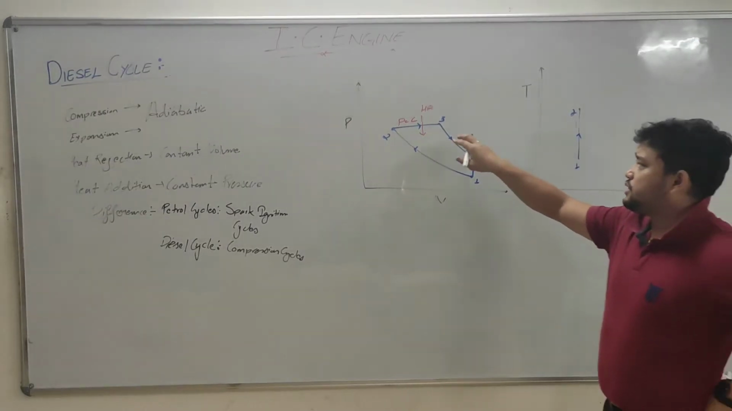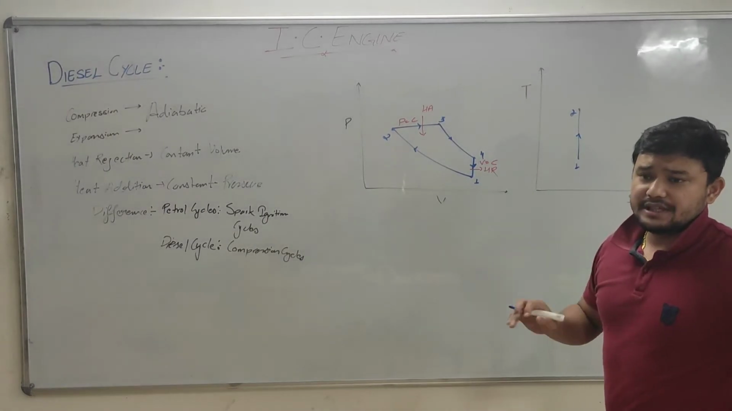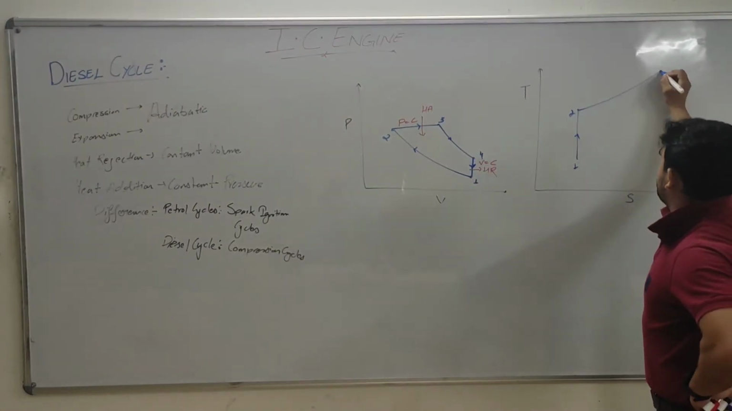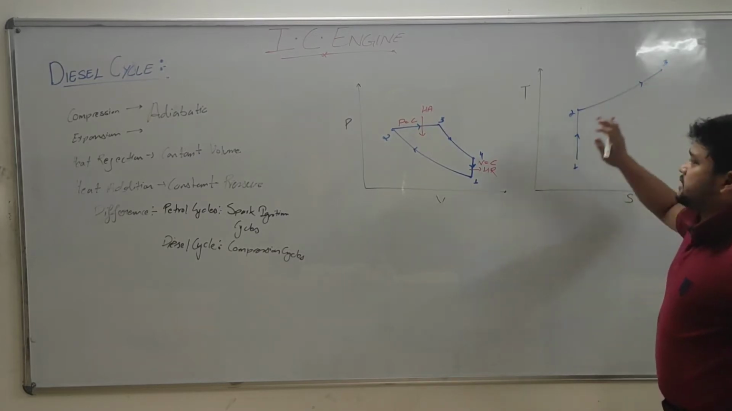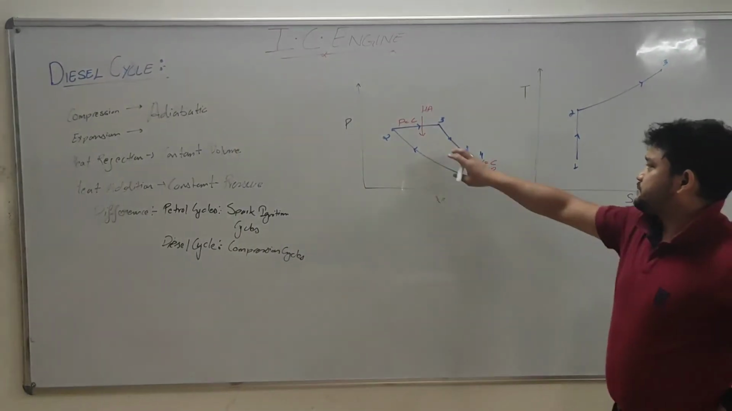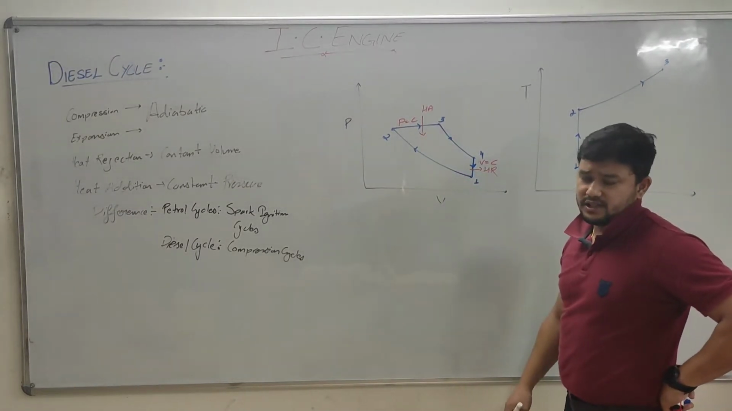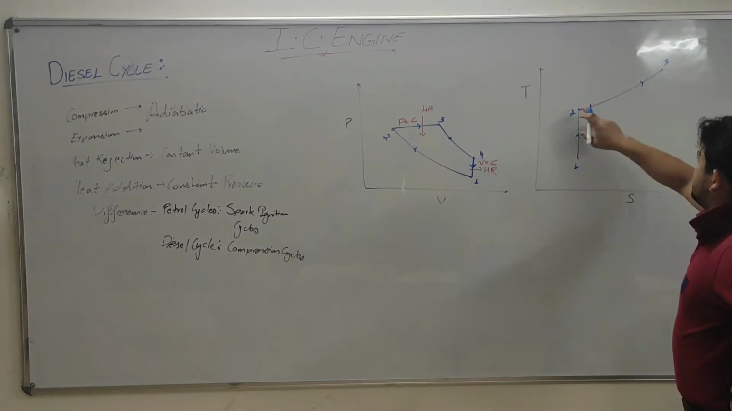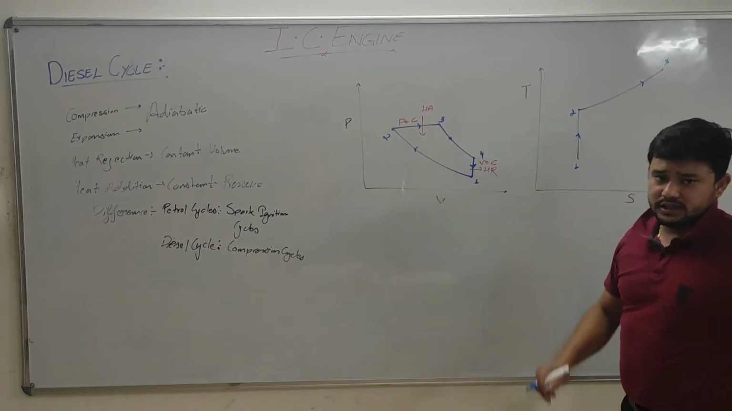From 2 to 3, heat addition will take place. What will happen when heat addition takes place? The entropy of the system will increase, so it will follow a path like this, 2 to 3. Heat addition takes place at constant pressure. This will be the constant pressure curve. From 2 to 3, temperature and pressure again increase, and the entropy also increases.